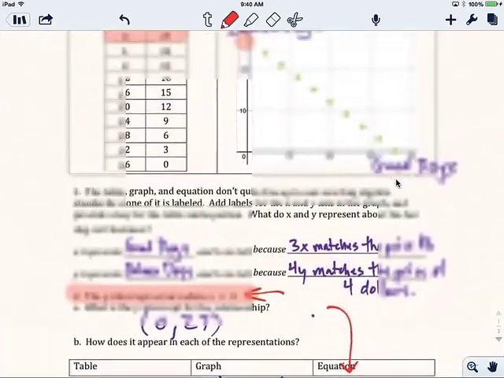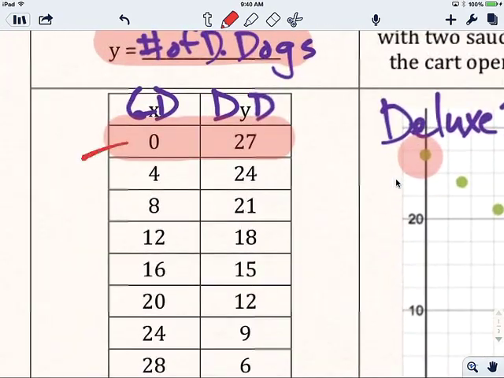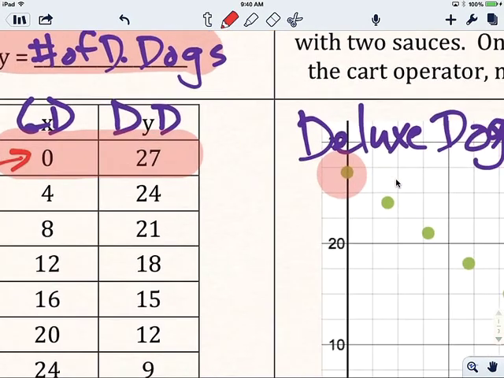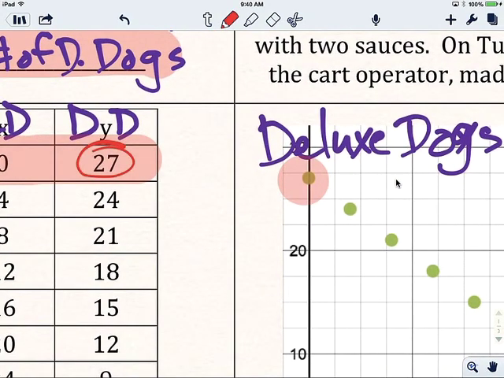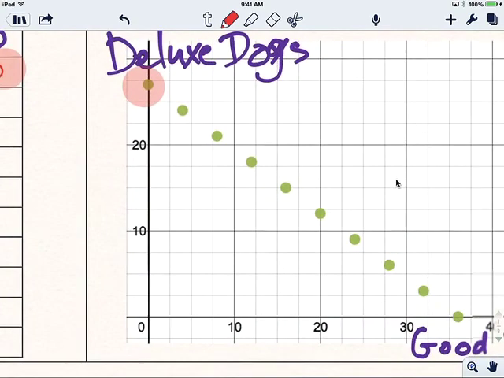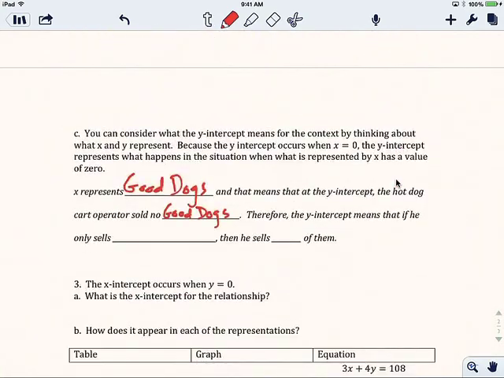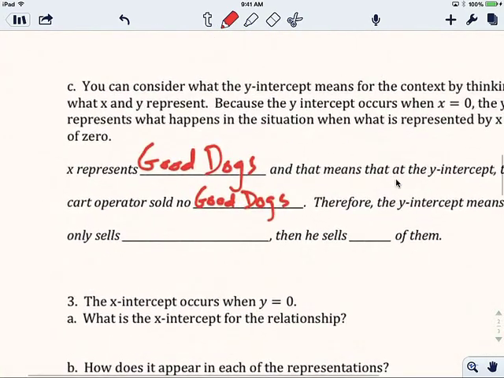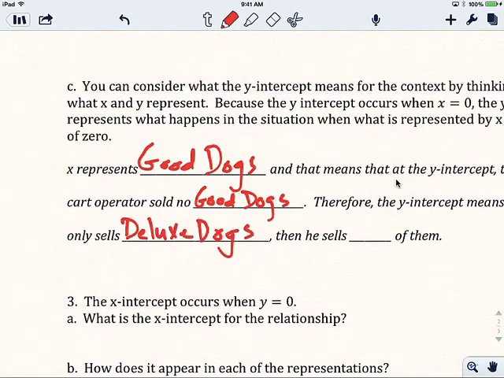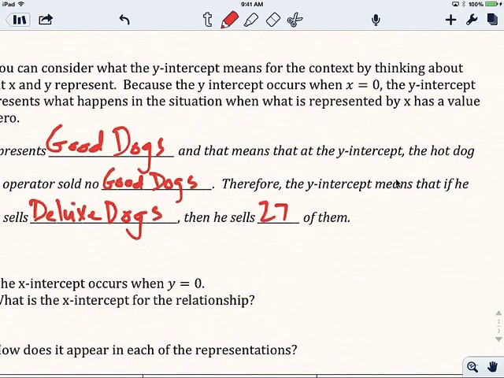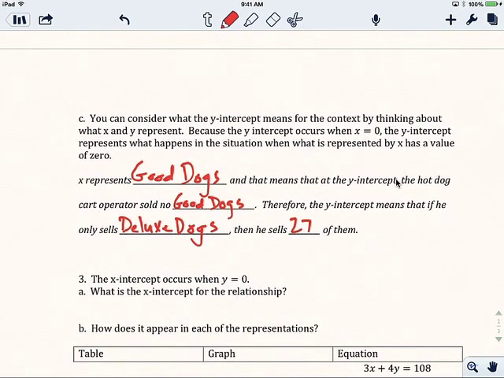And I can kind of look at that in a couple of ways. Here, I can see he sold 0 good dogs, and so he must have sold 27 deluxe dogs. I can see that on the graph here, because this is where there are 0 good dogs being sold, and he sells 27 deluxe dogs there. So therefore, the y-intercept means that if he's only selling deluxe dogs, because he didn't sell any good dogs, then he sells 27 of them. So in this case, the y-intercept means you're just selling deluxe dogs and you get 27 of them.